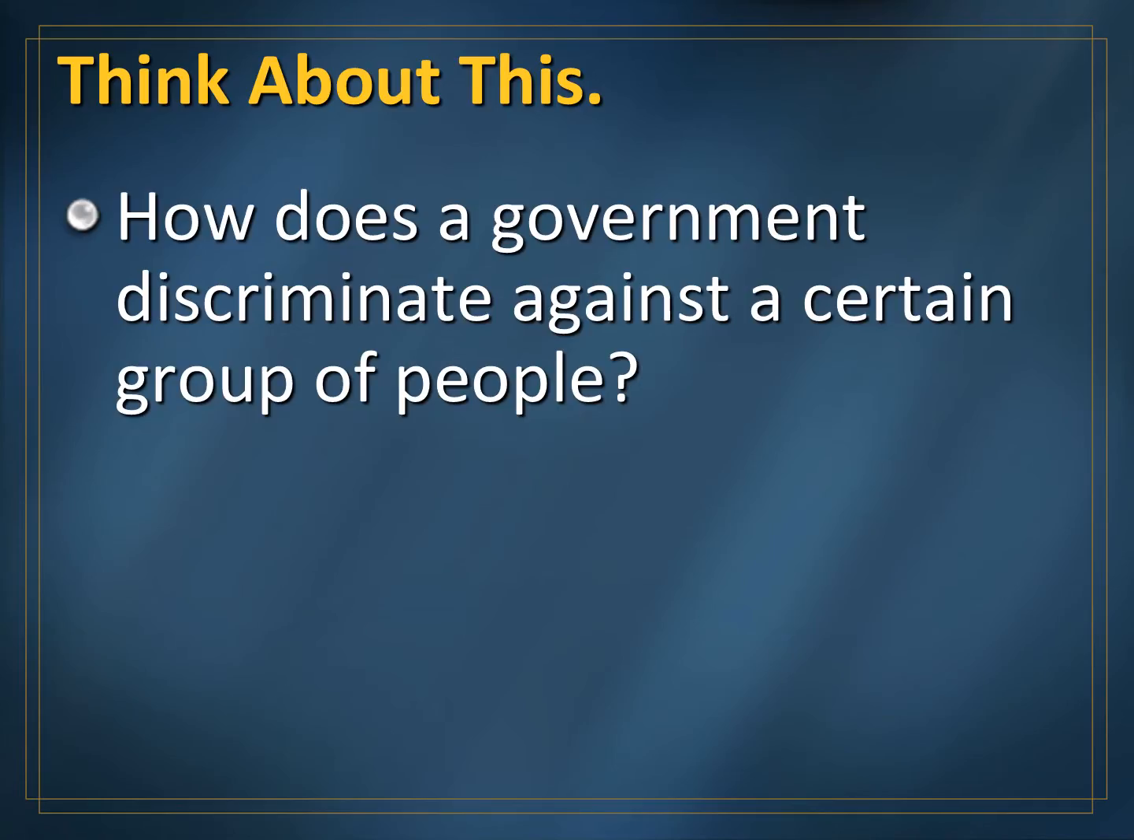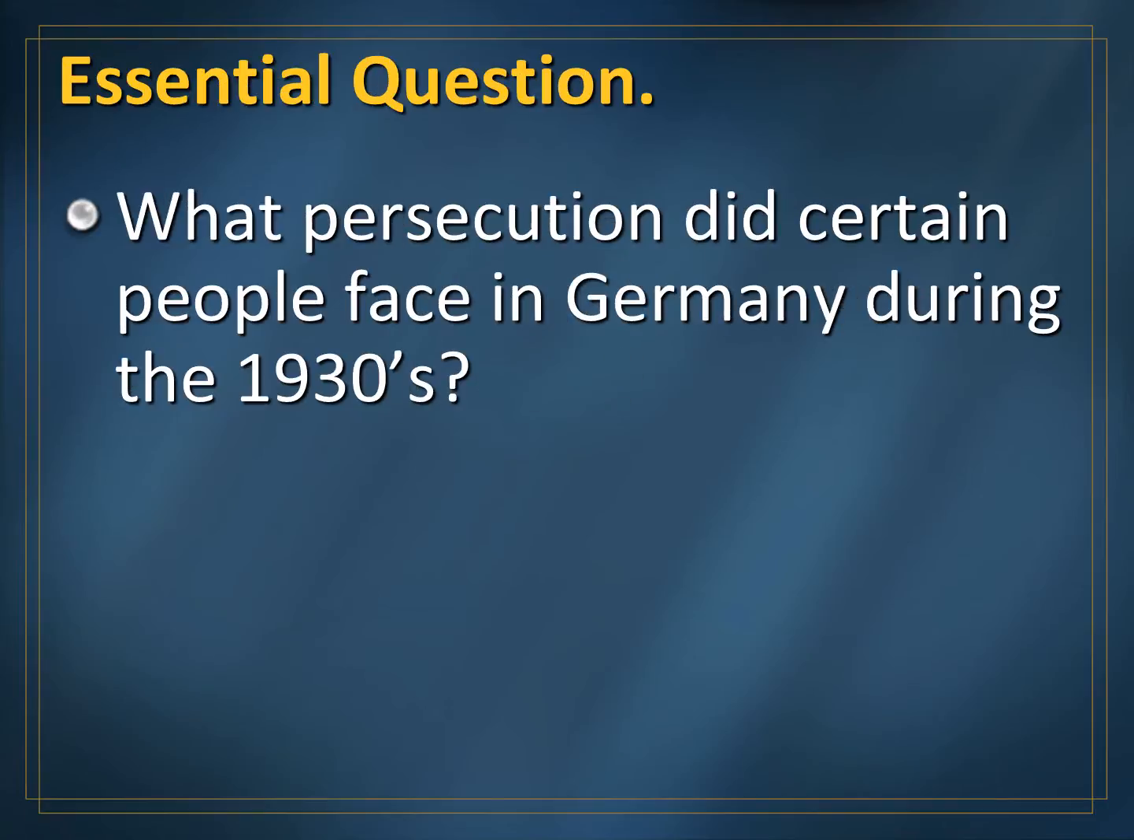So think about this. How does a government discriminate against a certain group of people? I'd like you to answer this question in the question that says to think about this. You can pause the lesson now if you'd like and do that now, or if you'd like to go back to it at the end, that's fine as well. And our essential question, what persecution did certain people face in Germany during the 1930s?